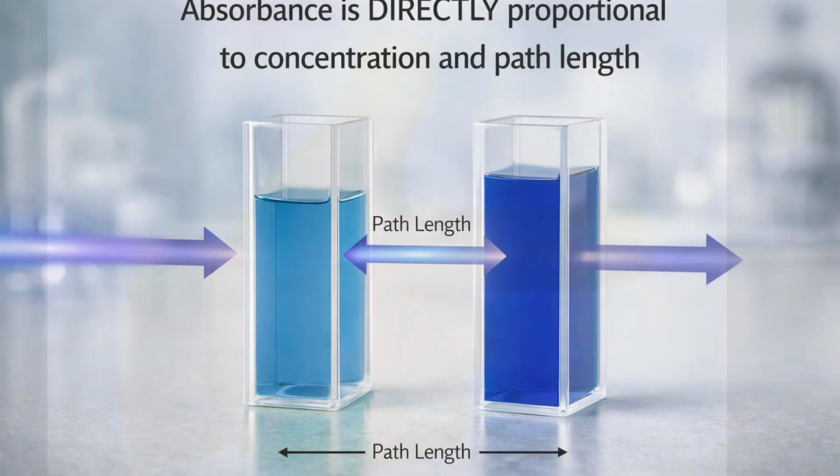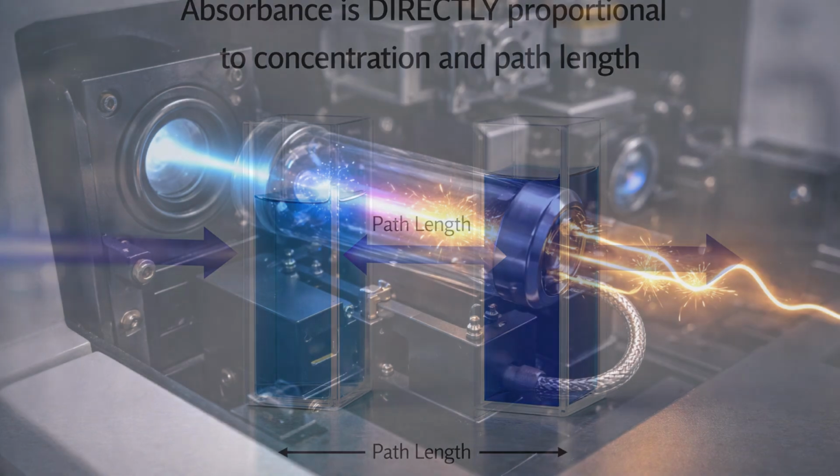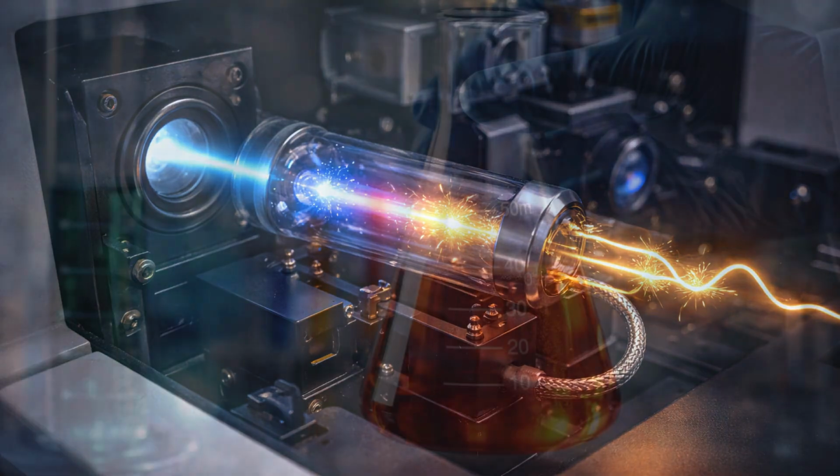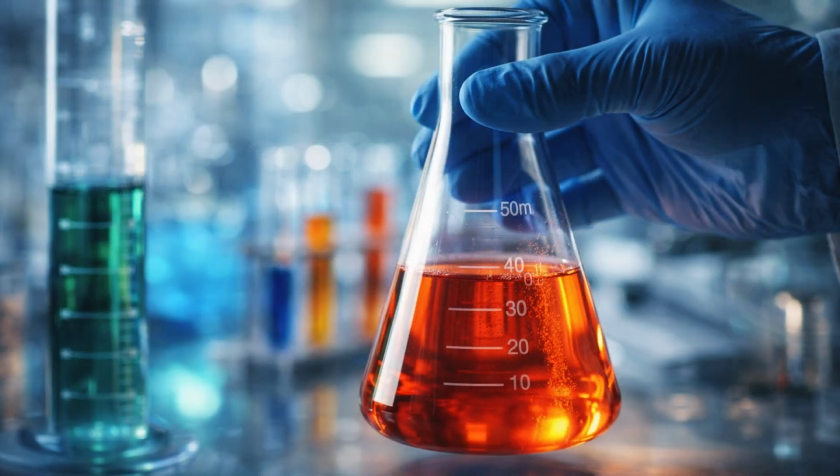Here is the key insight. Absorbance is directly proportional to the concentration. Double the concentration, double the absorbance. This linear relationship is why UV visible is so powerful for quantitative analysis.